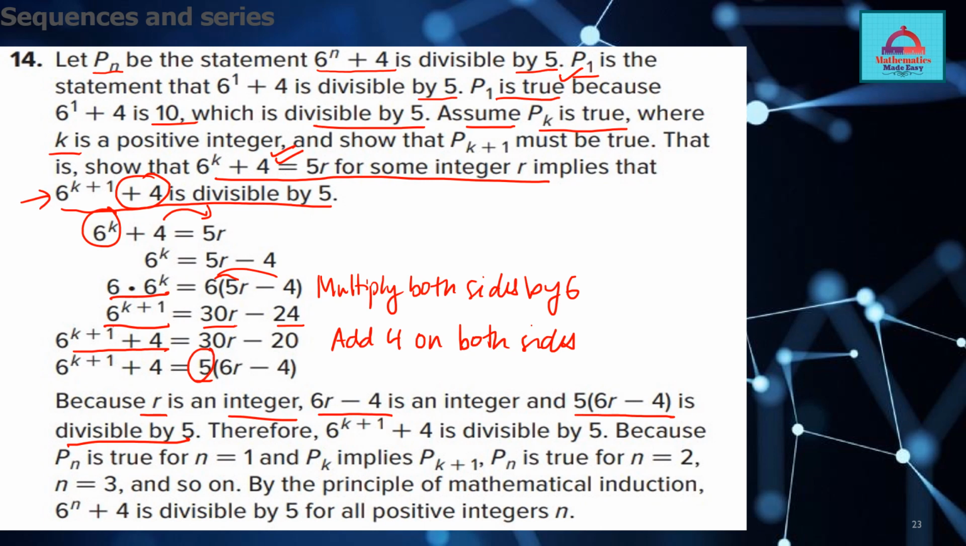Therefore we have got the conclusion that 6^(k+1) plus 4 is divisible by 5, and because Pn is true for n equal to 1 and Pk implies Pk plus 1, again by the principle of mathematical induction, Pn is true for all values 2, 3, 4, 5 and so on, and we get our answer that 6^n plus 4 is divisible by 5 for all positive integers n.